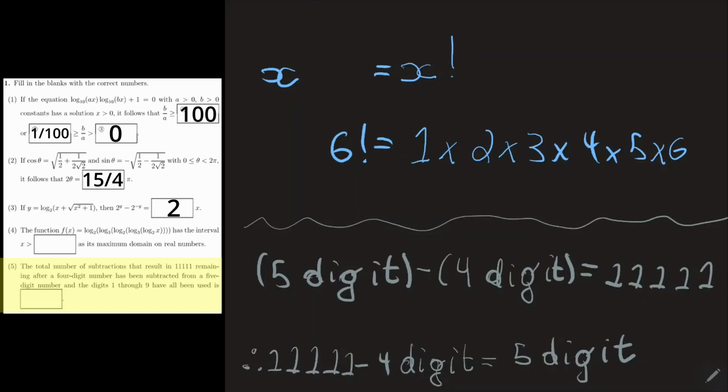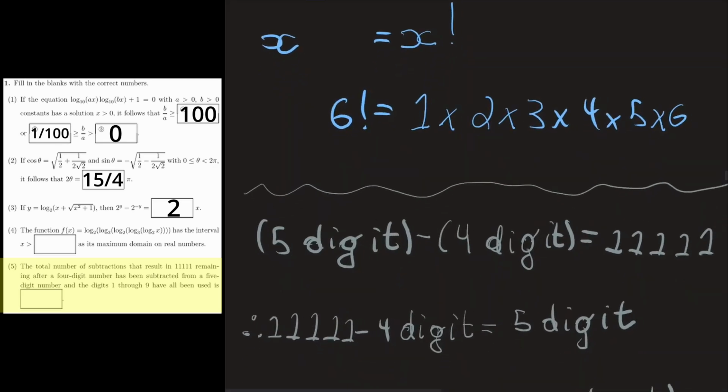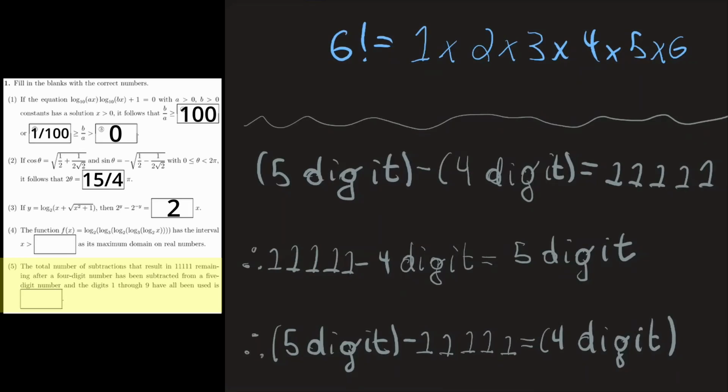So with that out of the way, let's just start by figuring out what the question is saying. So we have a 5-digit number, and we subtract a 4-digit number, and it results in the answer 11111. Also, each digit from 1 to 9 must be used. Notice that there's only 9 digits in total in the 4 and 5-digit numbers. So that means that to fulfill that requirement of all the digits being used, each digit must be used exactly once, and also the digit 0 cannot appear anywhere.